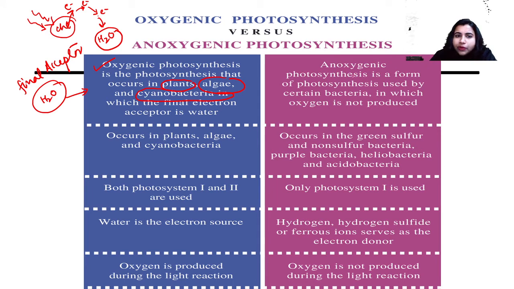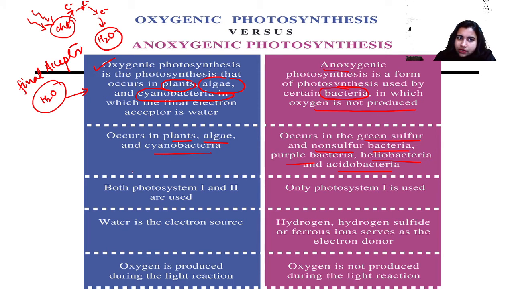But let's move to anoxygenic photosynthesis. It is a photosynthesis which is used by certain bacteria like purple sulfur bacteria, green sulfur bacteria, and here oxygen is not liberated out. Oxygenic photosynthesis occurs in plants, cyanobacteria, algae, and anoxygenic occurs in green sulfur, non-sulfur bacteria, purple bacteria, acidobacteria, and heliobacteria.